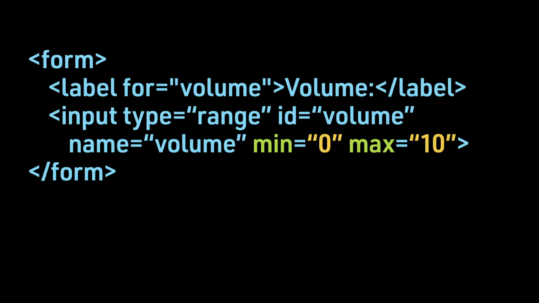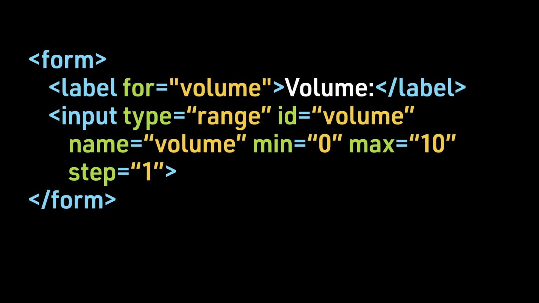Although the default is 0 to 100, by using a min and max attribute, you can adjust this. In order to set the interval, you specify the step attribute. By setting the step attribute to any, you accept any value along the slider.